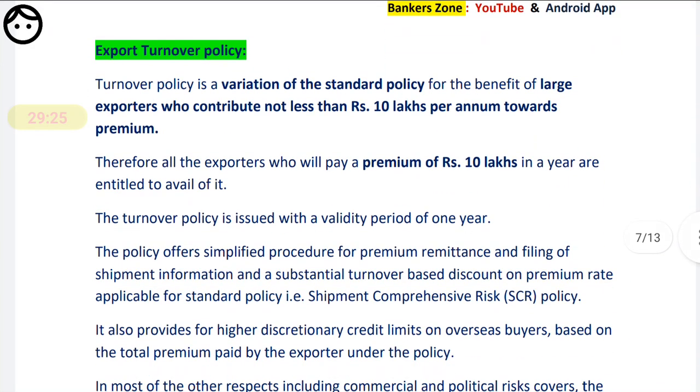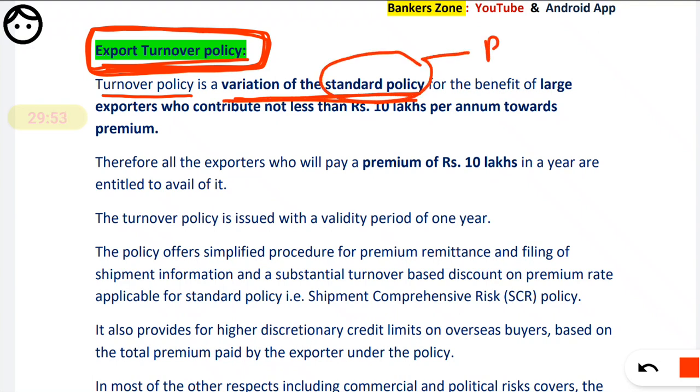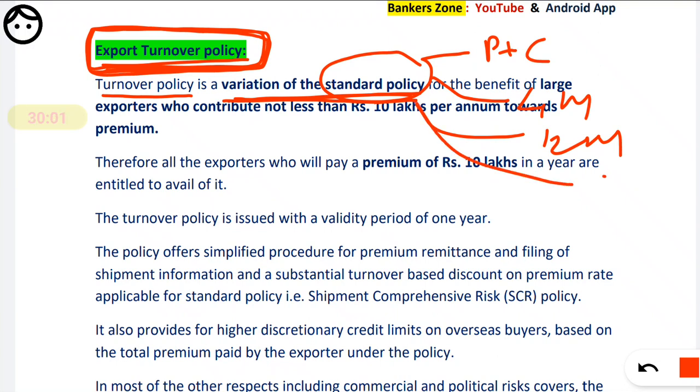Now the next we have to discuss is the export turnover policy. So what is the export turnover policy? The turnover policy is based on the turnover of the exporter. Based on that, ECGC gives the policy, and that policy is called the export turnover policy. Basically it is a variation of the standard policy. We have discussed in the beginning that in the standard policy, political as well as commercial risk is covered, with a 4-month waiting period, issued for 12 months. These are some basic facts, and coverage in the standard policy was 90%. That we have already discussed.